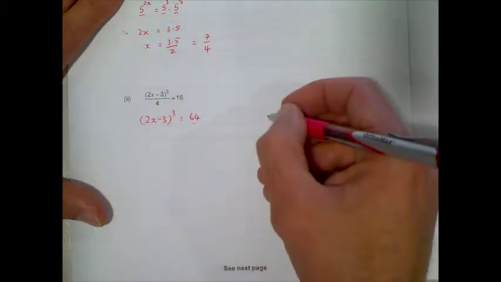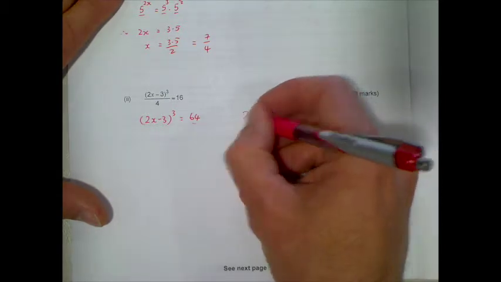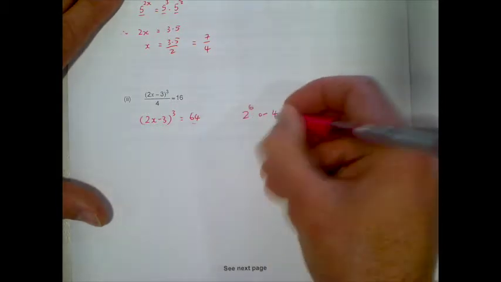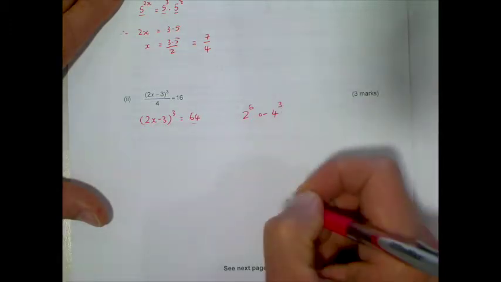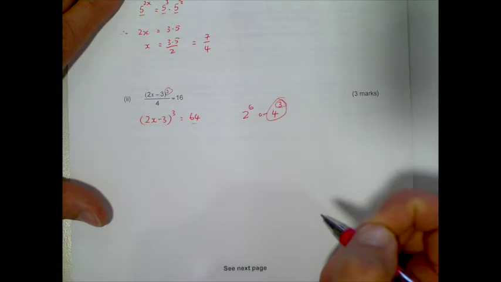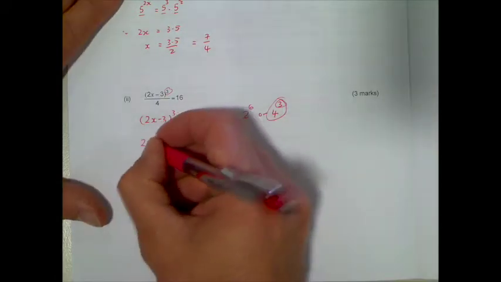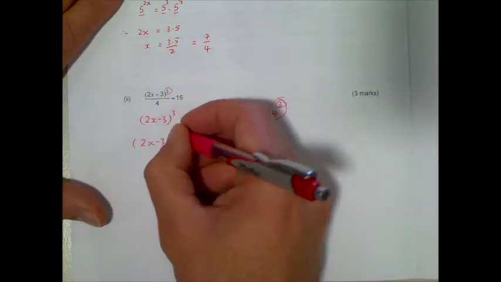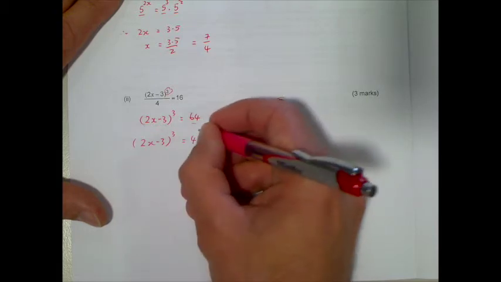Now 64, if you're good enough, you can recognise is going to be 2 to the power of 6 or 4 to the power of 3. Now out of those two, which one's going to help us? Well, 4 to the power of 3 will help us because we've got to the power of 3 on the other side. So let's rewrite that out. 2x take 3 to the power of 3 is equal to 4 to the power of 3.